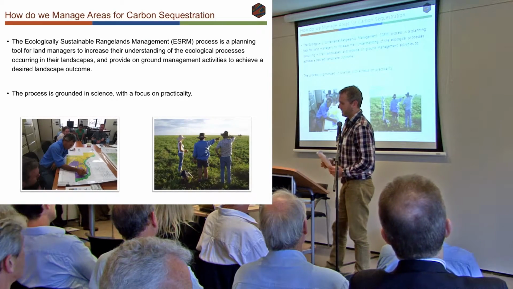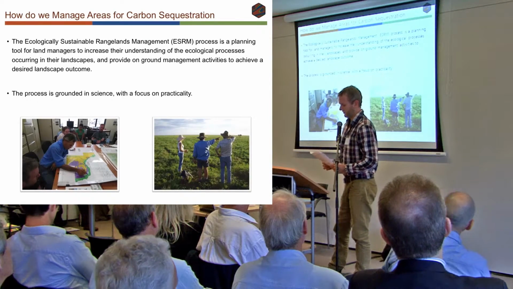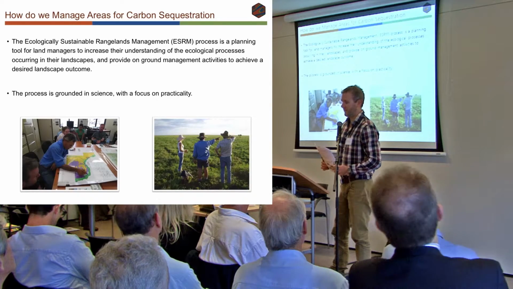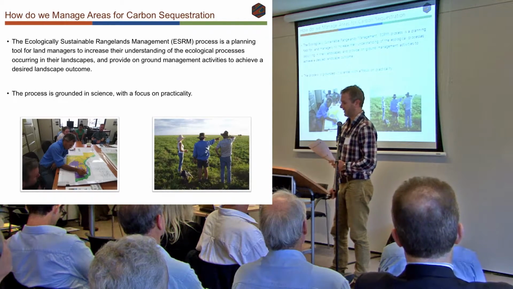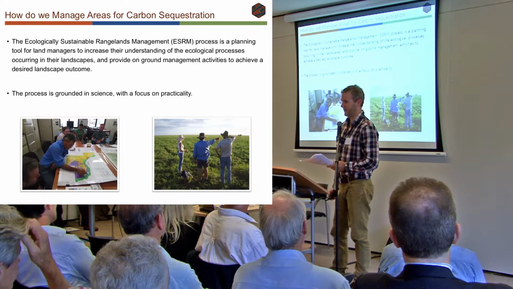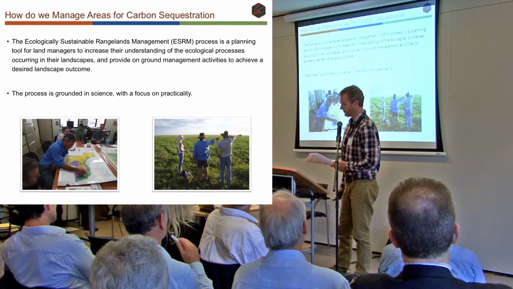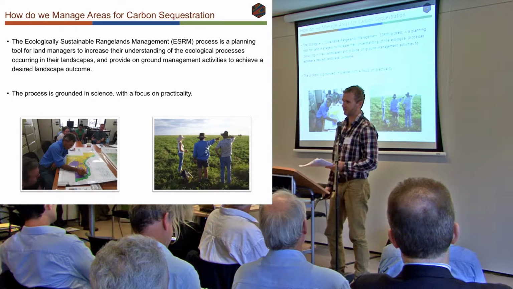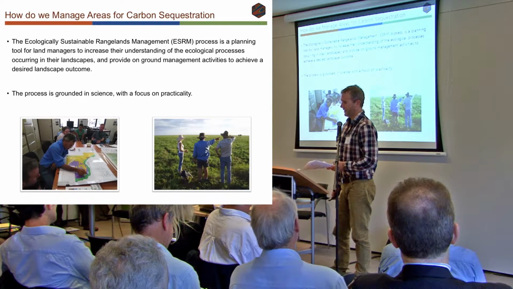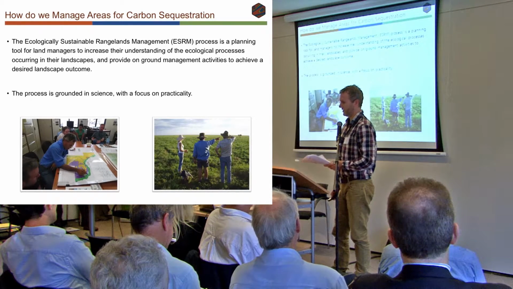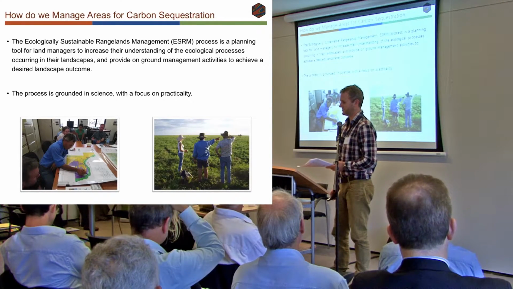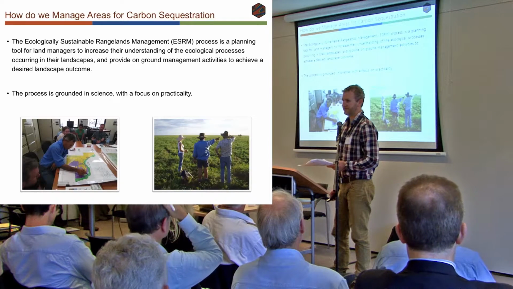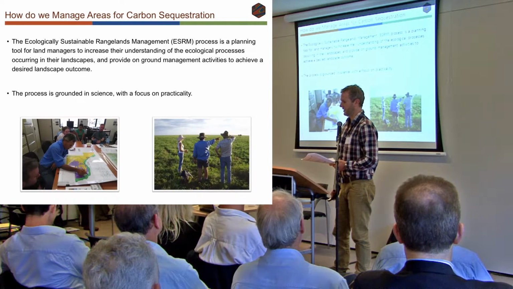With that in mind, my main area of work is advising on landscape management with land managers in the rangelands. The process I use is the ESRM process, the Ecologically Sustainable Rangelands Management process. It's essentially a planning process for land managers. It increases the understanding of those ecological processes that are occurring in their landscape and provides on-ground management strategies to achieve a desired outcome for the landscape.